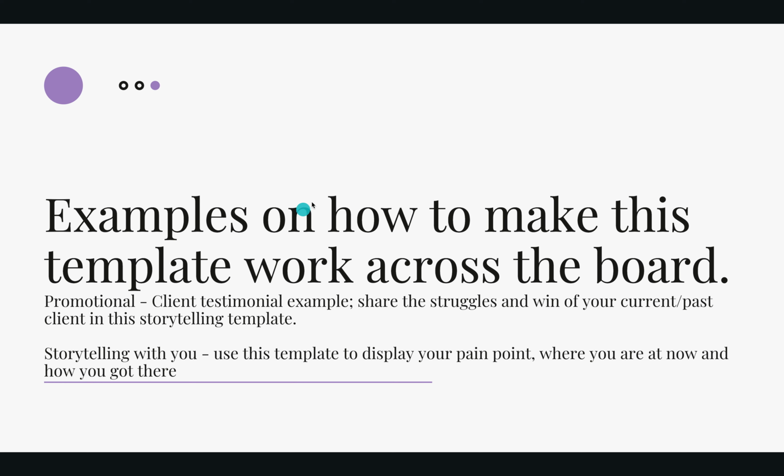So again, like I said, this template can be utilized with all the different content types. So promotional, if you want to think of a client testimonial example. This could be where you are highlighting how your client went from $0 to $10,000 in 60 days. And then you're going to start out with sharing the struggles, the pain point at first. Then you're going to say what the client wanted or where they're at now. And then you're going to share how you specifically worked with that client and how you got them from 0 to 10K months. And then, of course, at the end, you're going to promote whatever your latest promotion is.